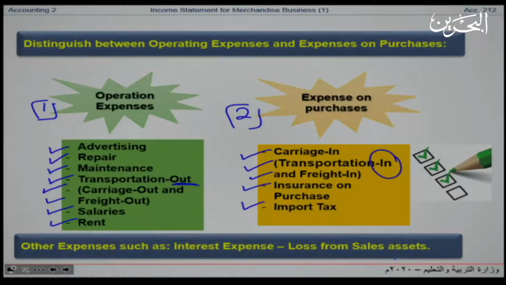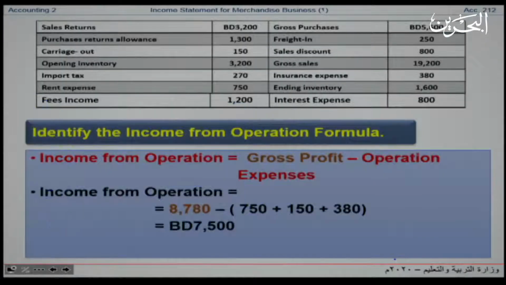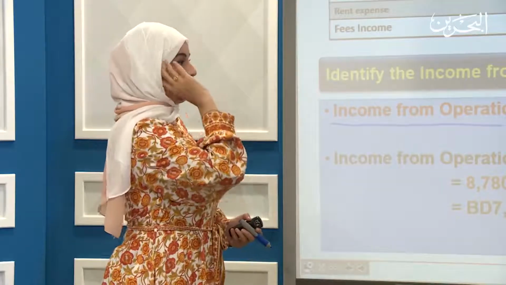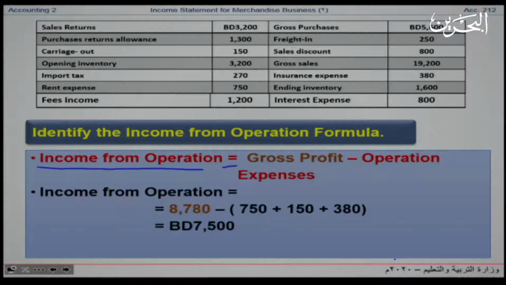After comparing these two types of expense, I will move to the income from operation. How can I get the income from operation for Abdullah Company? I will use this formula. Let us discuss our formula. I will take the gross profit, which I found before, and subtract from it all the operating expense. I should take care that the operating expense should be the total, not only one expense.